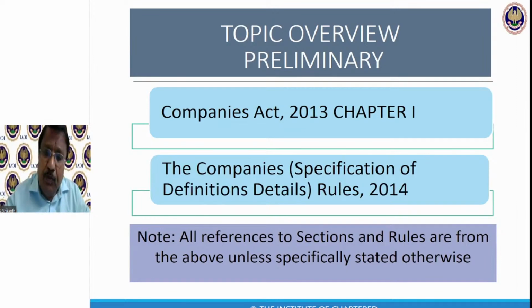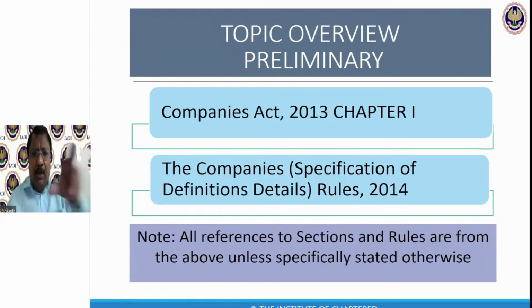Which means today, if you want to study company law, you should be aware of section and rule. Wherever possible, I will give you the rule along with the section. I mean, everywhere, I will give the rule along with the section. Section, then rule. Section, rule. So that you will know the entirety of the subject.